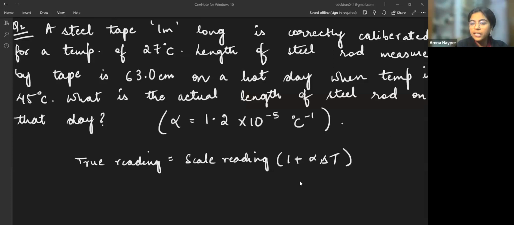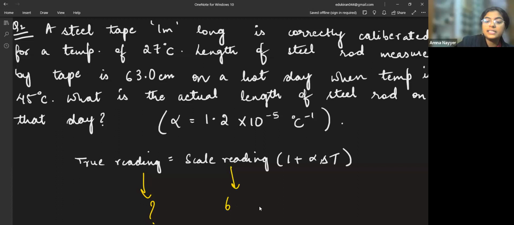A steel tape 1 meter long is correctly calibrated for a temperature of 27 degrees Celsius. The length of a steel rod measured by the tape is 63 centimeters on a hot day when the temperature is 45 degrees Celsius. What is the actual length of the rod? See, true reading is equal to scale reading times (1 plus alpha delta T). What we have to calculate is the actual length of the steel rod on that day, so you have to find the true reading. The scale reading is how much it is measuring, so the length of the steel rod measured by the tape is 63 centimeters.